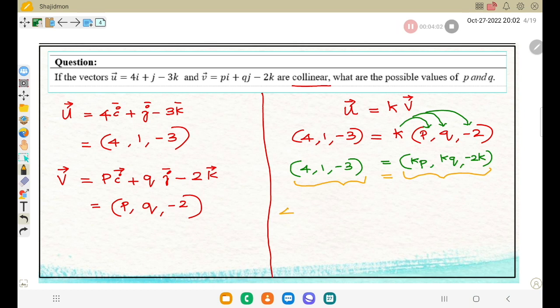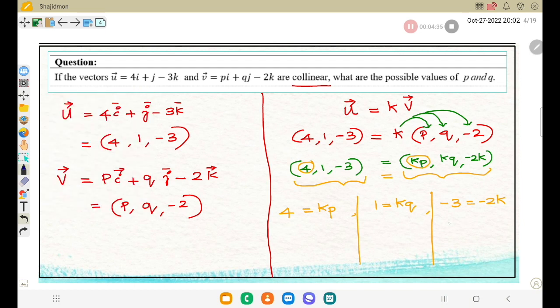What are the first components? Here the first component is 4, and here it is k times p, so 4 equals kp. The second component: 1 equals kq. And the third: minus 3 equals minus 2 times k. Now, to find the p and q values, we can start from the last one: minus 3 equals minus 2k.